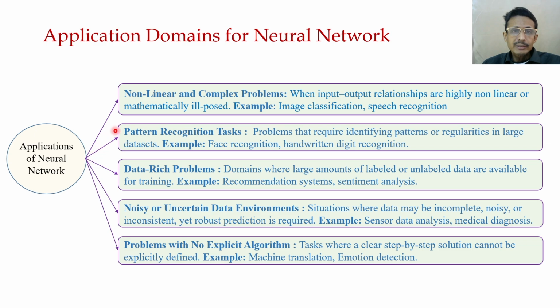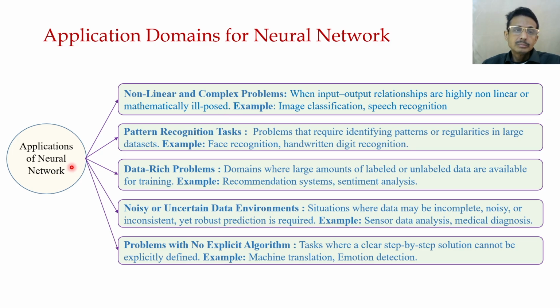Now, before going to understand all this in great detail, let us take a look at the different applications of neural networks. Neural networks are very useful for nonlinear and complex problems, where the input-output relations are basically mathematically imposed. For example, image classification, speech recognition. Mathematically imposed means, in one kind, if there are 3 equations and 4 unknowns. This is one example of a mathematically imposed problem.